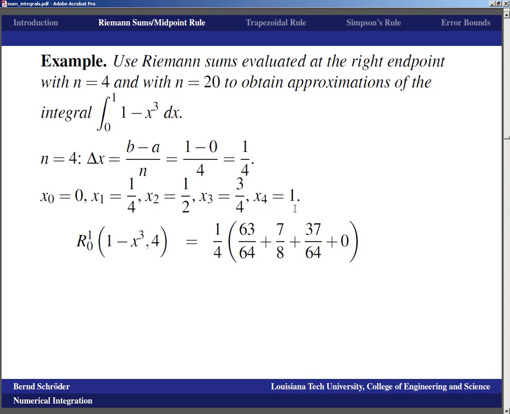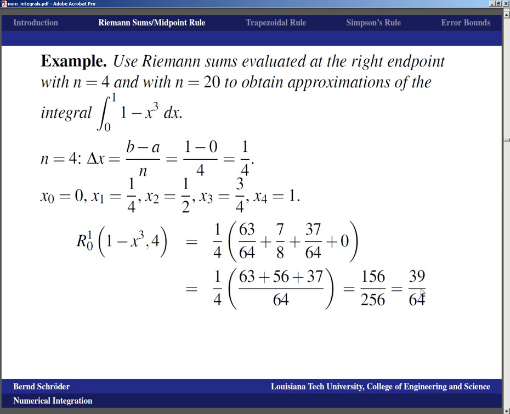And at the right endpoint at 1, we get 1 minus 1, which is 0, which means if we add that up, it's actually a little bit easier to compute because we just have the 63, the 56, and the 37. Well, 63 plus 37 is 100. 156 over 256, that would be 78 over 128, which would be 39 over 64. All right, I got that right.